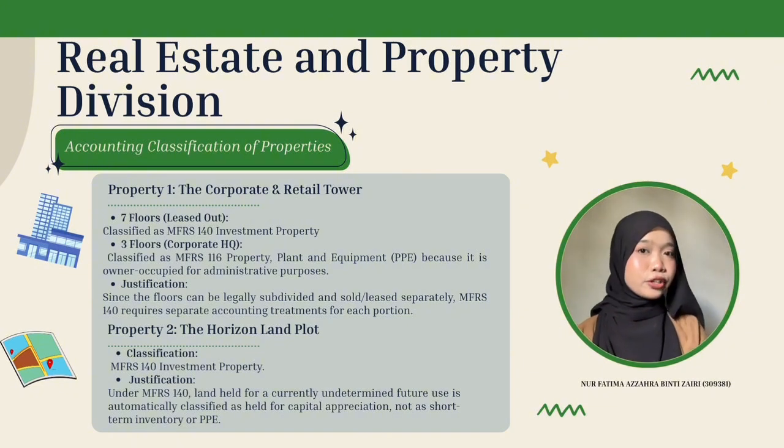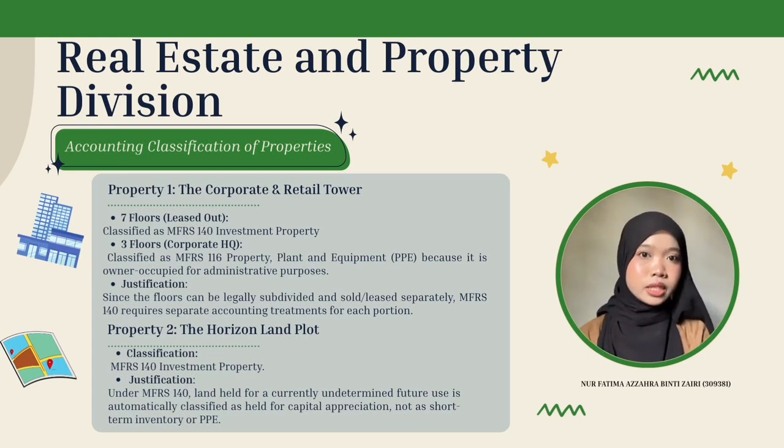Okay, so next is Property 2, which is the horizontal land plot. Since the management is still undecided on what to do with Property 2, MFRS 140 is very clear about this: if the future use of the asset is still undetermined, we automatically treat it as held for capital appreciation. So this one safely goes under MFRS 140, which is investment property.